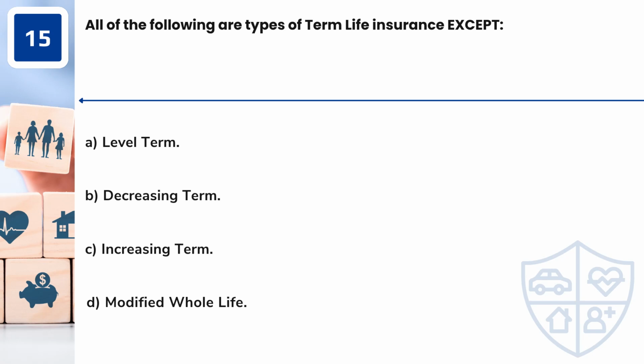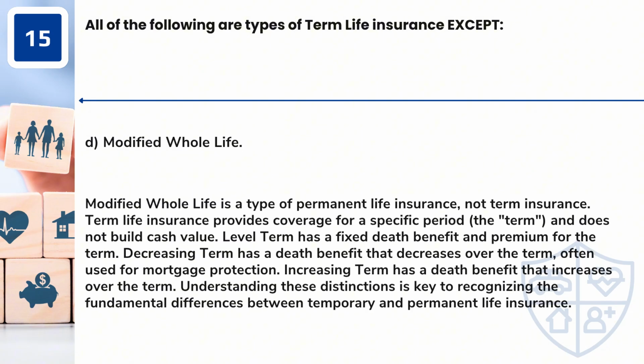Question 15. All of the following are types of term life insurance except A. Level term, B. Decreasing term, C. Increasing term, D. Modified whole life. Answer: D. Modified whole life. Modified whole life is a type of permanent life insurance, not term insurance.